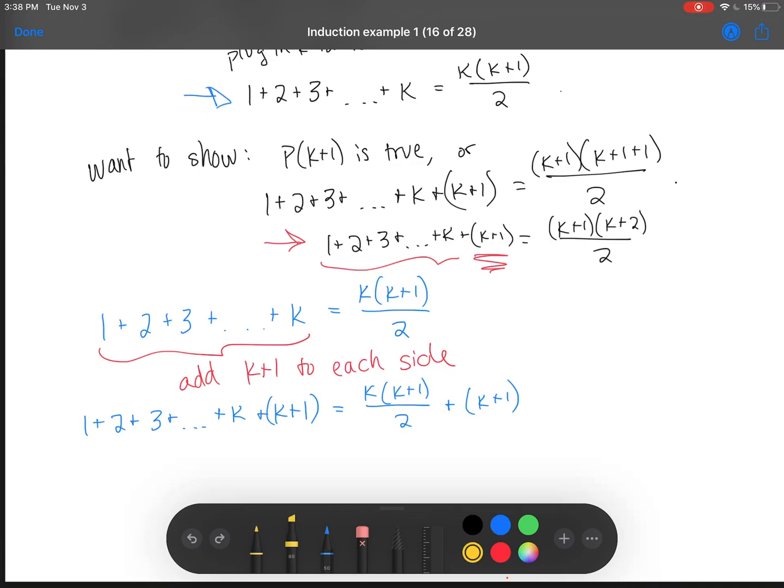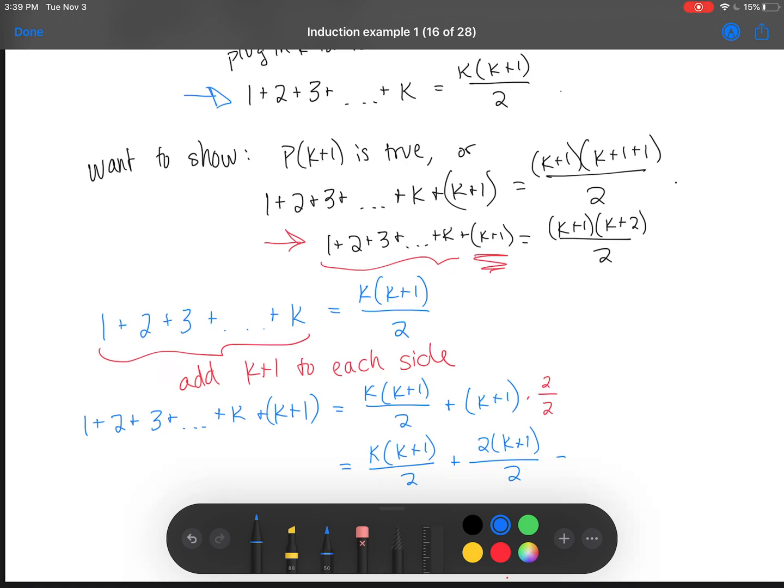From here, it makes sense to add those two pieces together, which means that we would need a common denominator. I'll make that in red. We'd multiply that second part, that k plus 1, by 2 over 2 to get a common denominator of 2. So this would be k times k plus 1 over 2 plus 2 times k plus 1 over 2.